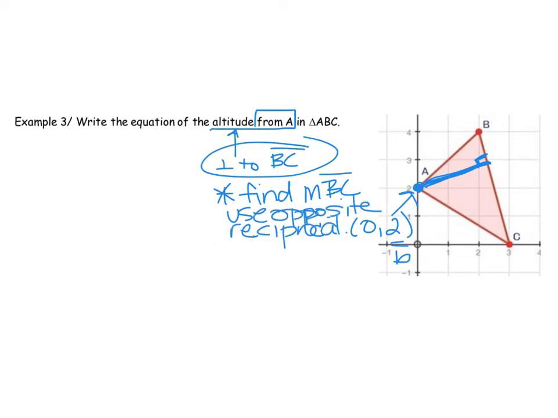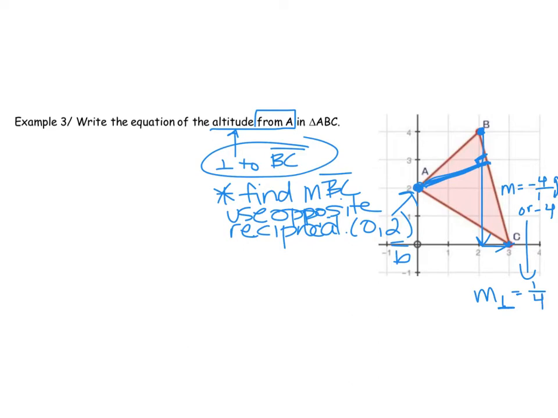So the slope of BC goes from B to C. That's down 4 and right 1. So the slope of BC is negative 4 over 1, or just negative 4. That means that the slope of a perpendicular line will have a positive slope to be opposite, and we'll take the 4 over 1 and flip it to 1/4.